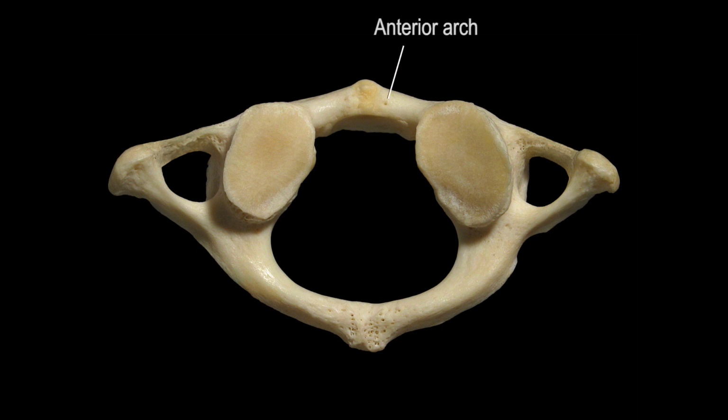So now here we can see the anterior arch of the atlas, and on it is the anterior tubercle. Down here we have the posterior arch, and in its center we have the posterior tubercle. The atlas is also unique in that it does not have a spinous process. Rather, in the center, posteriorly, it has a posterior tubercle.